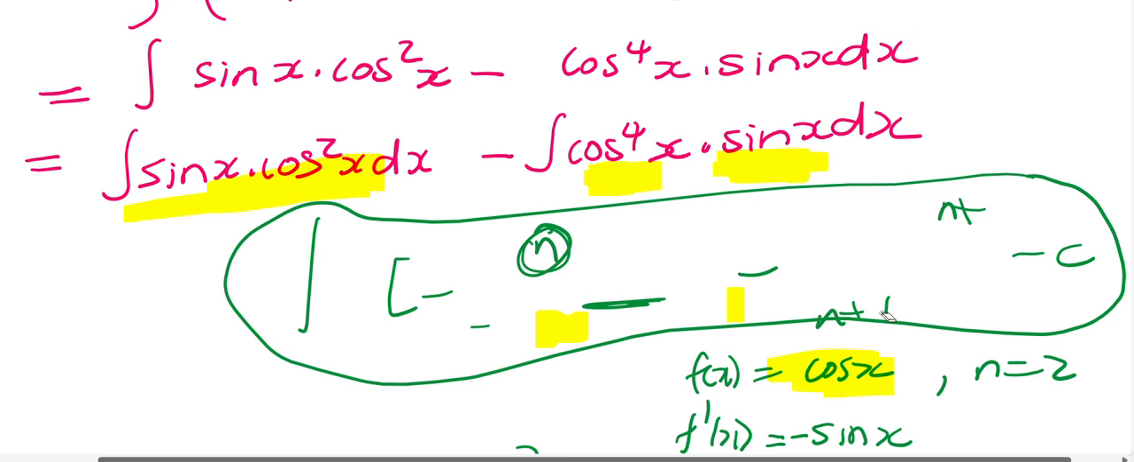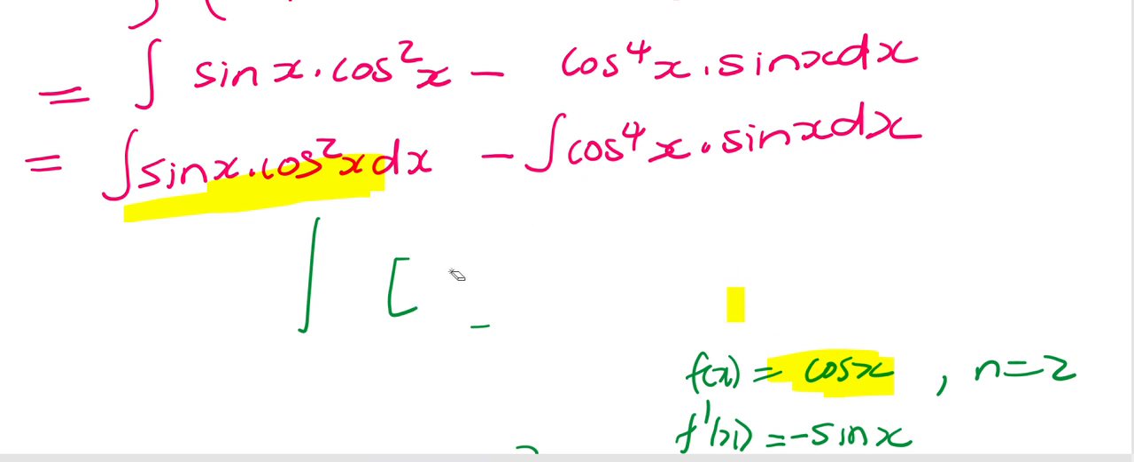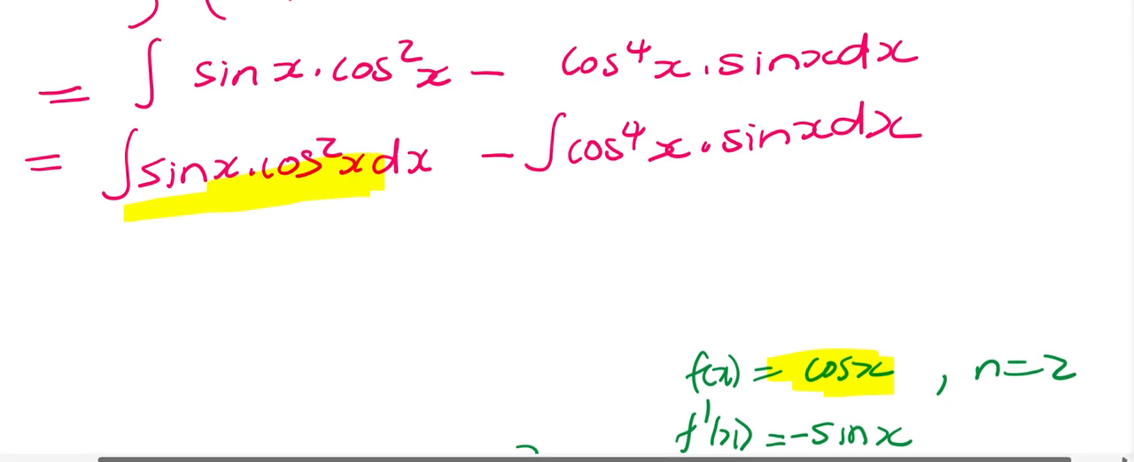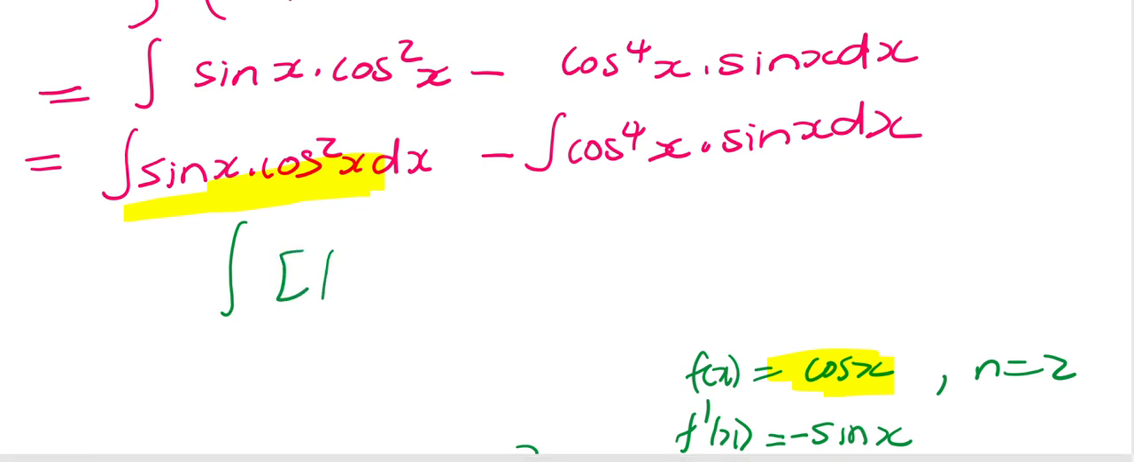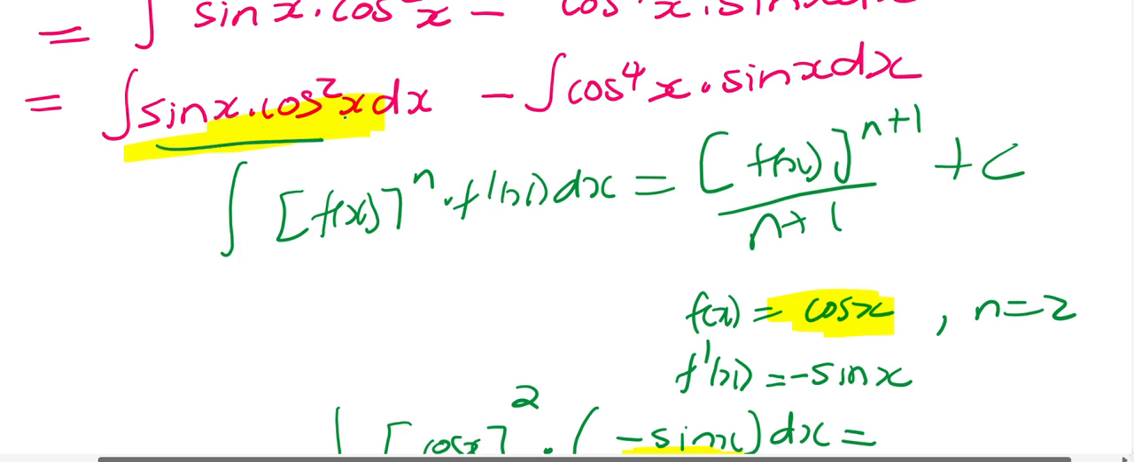This formula, okay, let me rewrite that formula there. So we're saying it's not a train smash because for us to use this formula, we just need a negative next to sine. And if we have a negative next to sine, voila, then we can use the formula. That's what they're saying. So the integral of f of x to the power of n times the derivative of f of x dx will be equal to f of x to the power of n plus 1 over n plus 1 plus c.